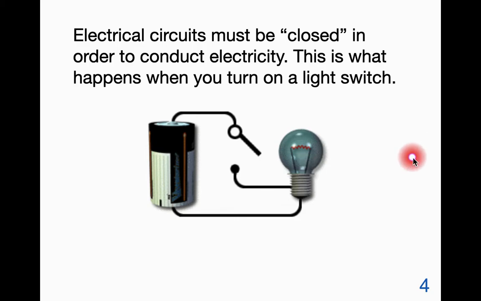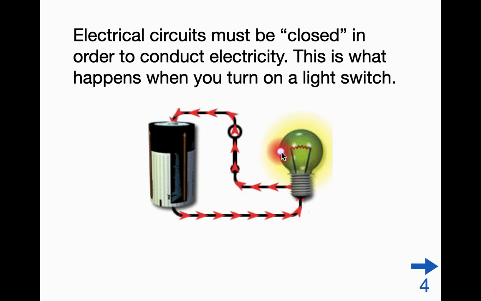Now, speaking of electrical circuits, they must be closed in order to conduct electricity. This is what happens when you turn on a light switch. Now this is called an open circuit. The battery, the wires that are connecting the battery to the light bulb are broken. So it's an open circuit. In order for electrons to flow through this circuit, I need to close the circuit, and then electrons can travel through. So this is when you turn on a light, and when you break the circuit, that is turning off the light.